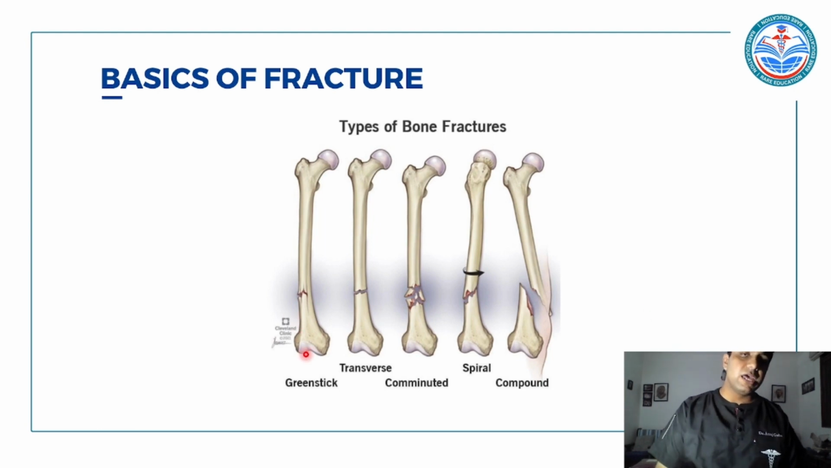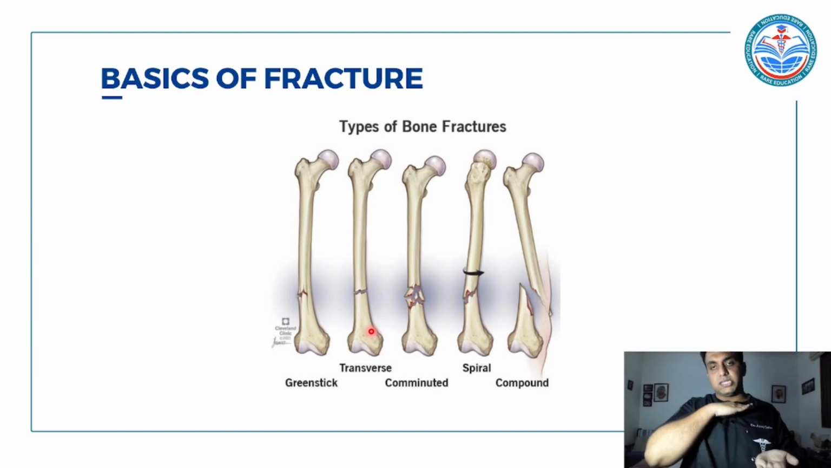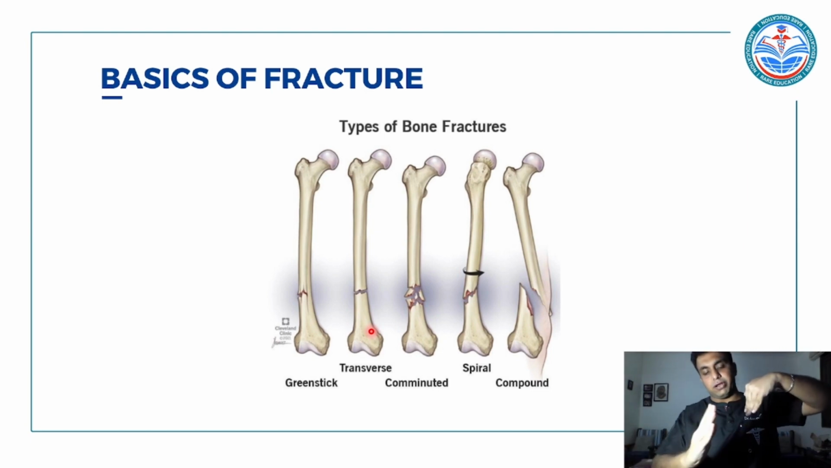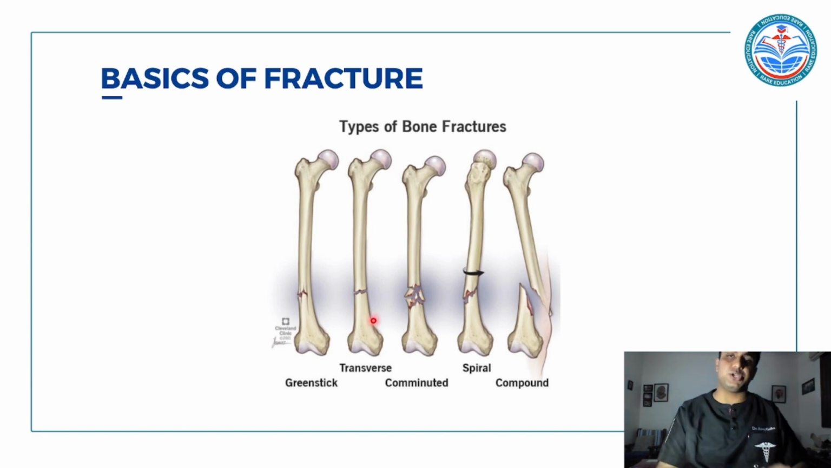So look here, green stick fracture is an incomplete fracture. Basically it happens a lot in the children. It is not complete. It starts from one side but doesn't finish. Transverse fracture, the most common fracture that we see in the OPDs or emergencies as well, is that the fracture is straight. The bone is broken straight. So this is called a transverse fracture.